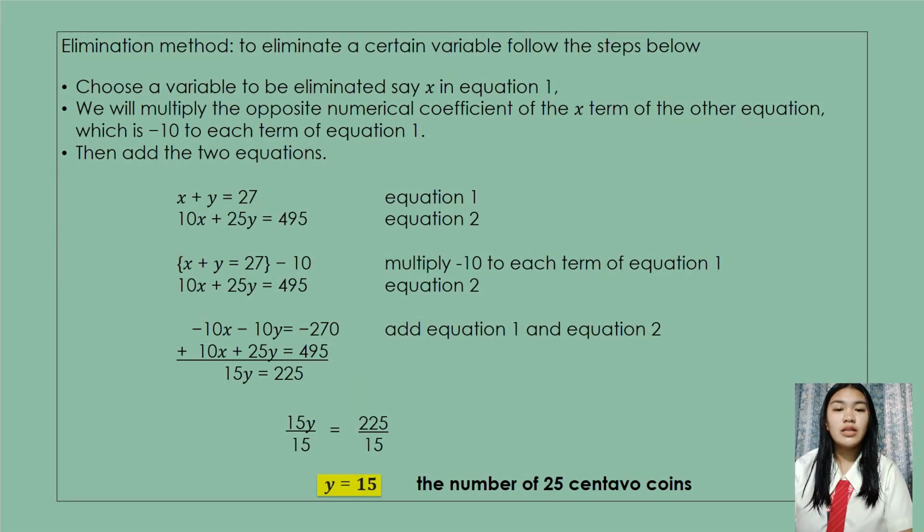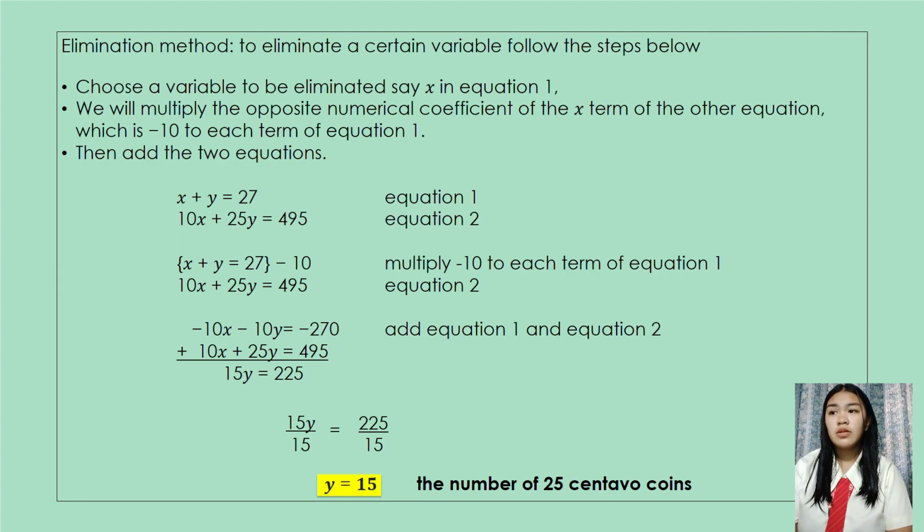So for our elimination method, to eliminate a certain variable, we will follow the steps below. Choose a variable to be eliminated, say x in equation 1. We will multiply the opposite numerical coefficient of the x term of the other equation, which is negative 10, to each term of equation 1. Then add the two equations. So we will just follow the steps.